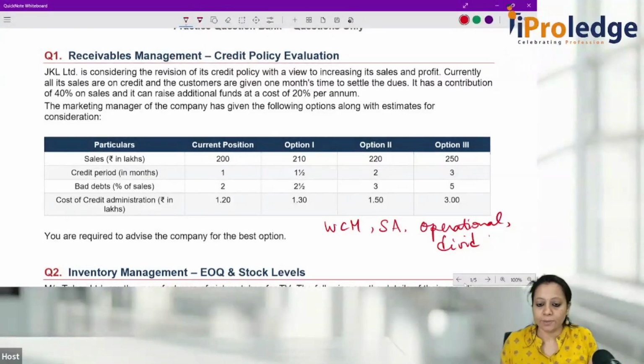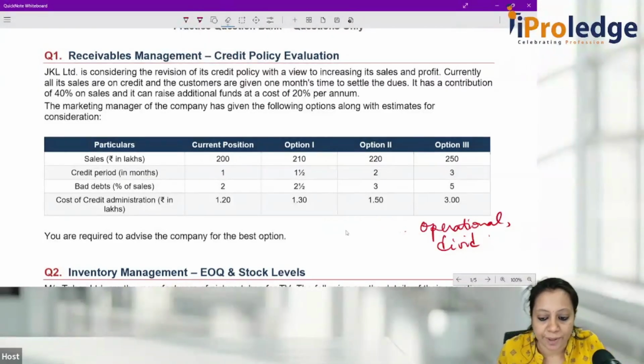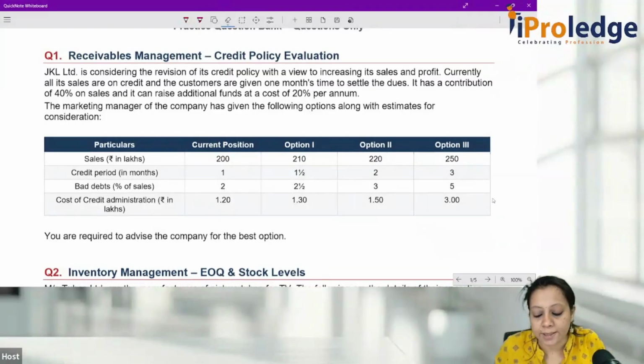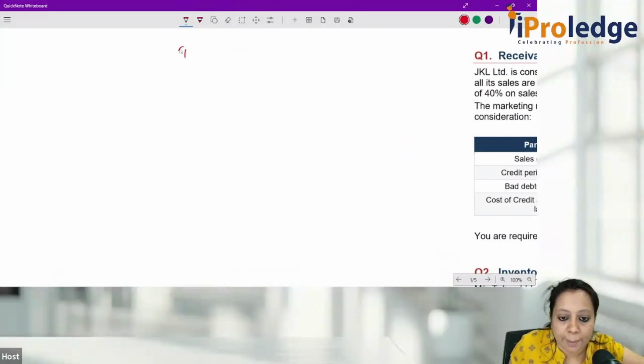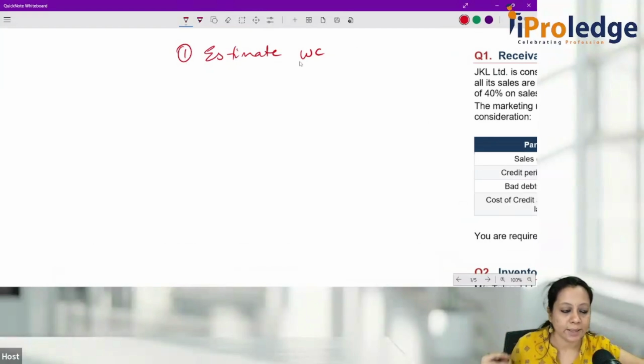What are the basic checklist that you need to make? Checklist is estimation of working capital, that is find out the working capital. So you will do all the current assets minus current liabilities and all that. RM, WIP, FG. In today's class also I will be doing it. So estimate working capital.